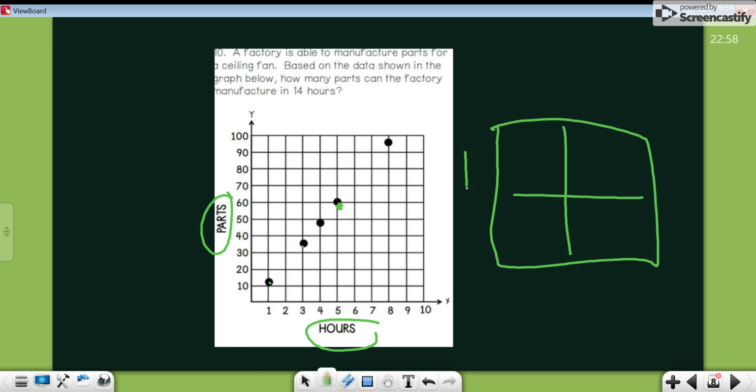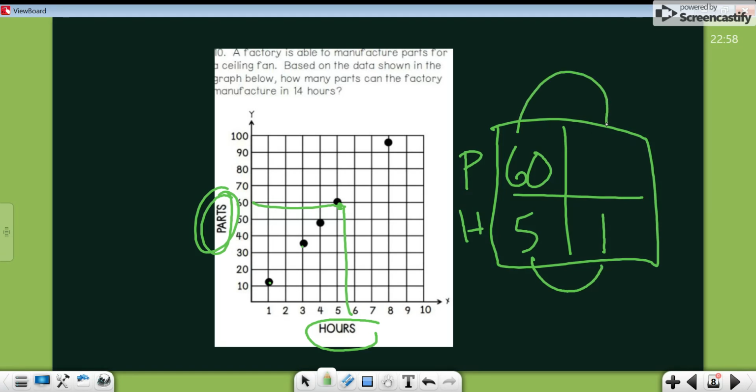and I'm going to label this parts because this is parts and this is hours. And so it looks like I have 60 parts in 5 hours. My unit rate, I would want to know how many parts per 1 hour. 5 divided by 5 is 1. 60 divided by 5 is 12. I have to think, how do I get from 5 to 1? How do I get from 60 over here? I do the same thing. I divide by 5. So now I know my ratio is 12 to 1.